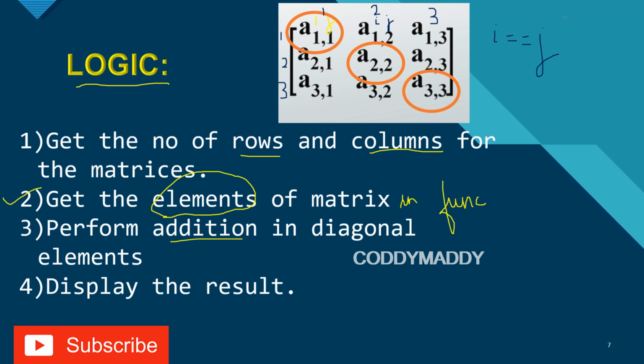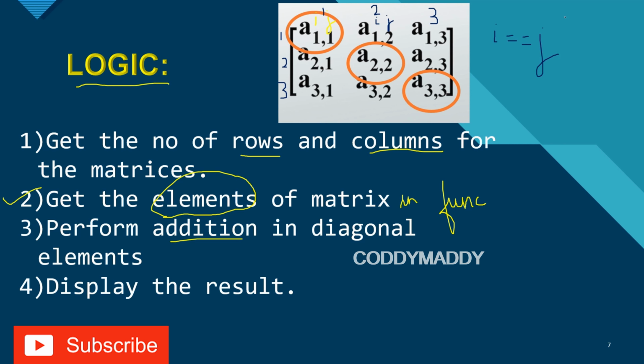So if you are in A12 or if you are in the A13 value, we should not consider it for the addition. Instead, if you are in A11 or if you are in the A22 value or if you are in the A33 value, then we have to add them.